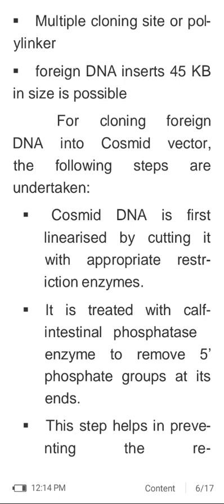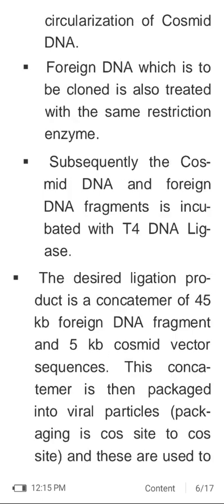multiple cloning site or polylinker. Foreign DNA inserts of 45 kb in size are possible. For cloning foreign DNA into cosmid vectors, the following steps are undertaken. Cosmid DNA is first linearized by cutting it with appropriate restriction enzymes. It is treated with calf intestinal phosphatase enzyme to remove 5' phosphate groups at its ends. This step helps in preventing the recircularization of cosmid DNA.